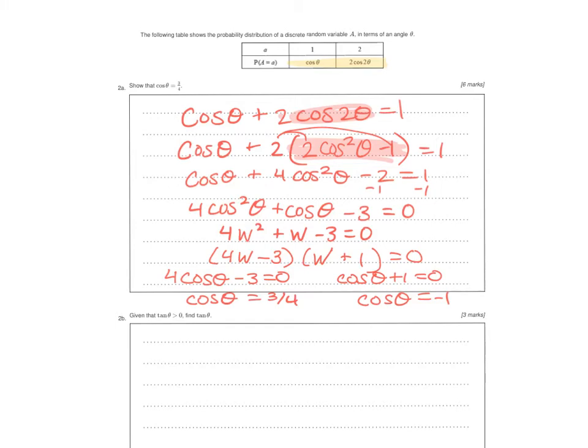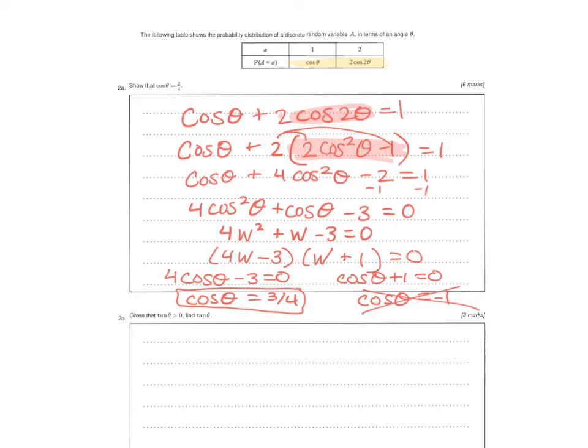But cosine of theta can't be negative 1, because if it was, that would mean the probability of 1 is negative 1. And we know we can't have negative probabilities, so we can cross that off. And this is our only solution for cosine of theta. It's important to note that when you have a question that says show that, that means that you couldn't have used 3/4 at all in the problem. You had to just solve and work your way to getting 3/4 as an answer.